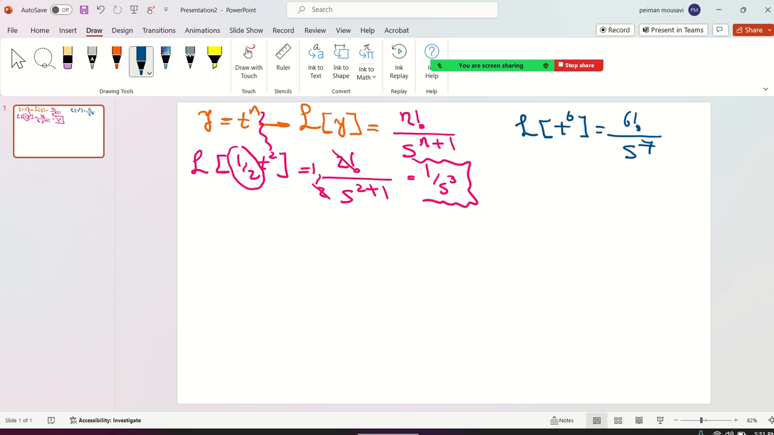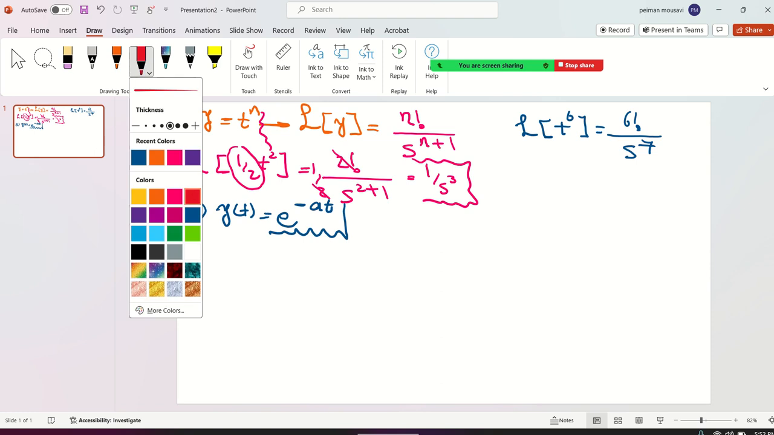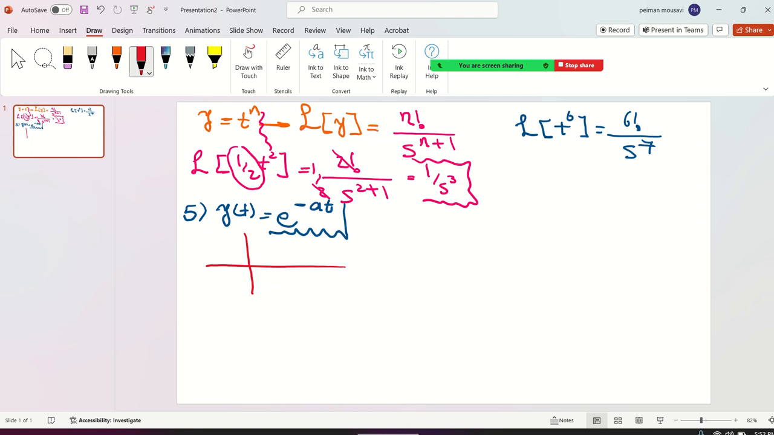Case number 5: if f(t) or y(t) is e^(-at), an exponential term, what is the name of this in mathematics? Do you know that? If I plot this y over time, you have to know its name first. At t = 0, it is 1, and at t = infinity, it goes to 0. So its name corresponds to the graph. The name is decaying term.